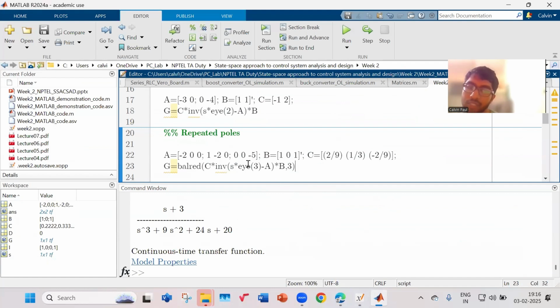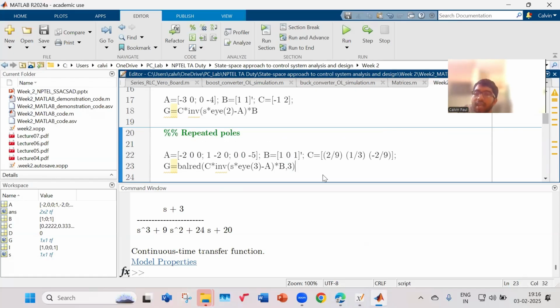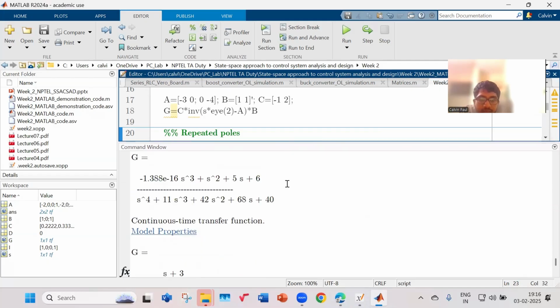So another thing I'd like to point out is why I need to use this command. It is used for reduction of the order of the transfer function. Sometimes MATLAB may have certain computational errors or approximations, or some values come as e to the power minus 30 something, which we don't want. Let us see over here. If you see this, it is coming minus 1.388 into e to the power minus 16 s cube. Okay, so this can be neglected. This is not the actual value. This is almost 0.